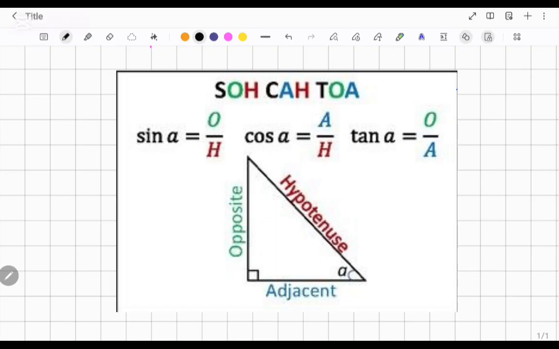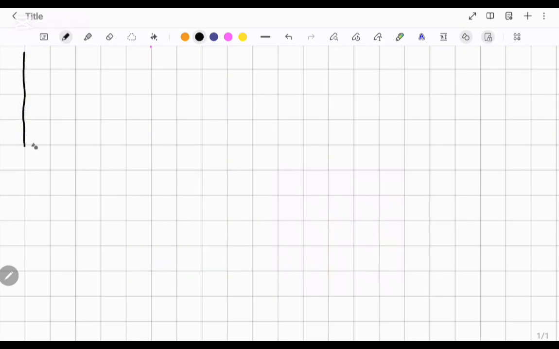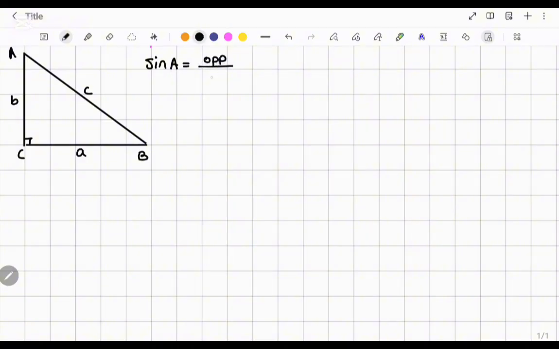Okay, so first of all, I have to tell you that in order to talk about sine, cosine, and tangent in a triangle, we actually consider a right triangle. So I'm gonna have a right triangle over here. I'm gonna name the angles and the sides: A, C, and B. So if this is side B and this is side A and this is side C, sine of angle A is defined as opposite over the hypotenuse.